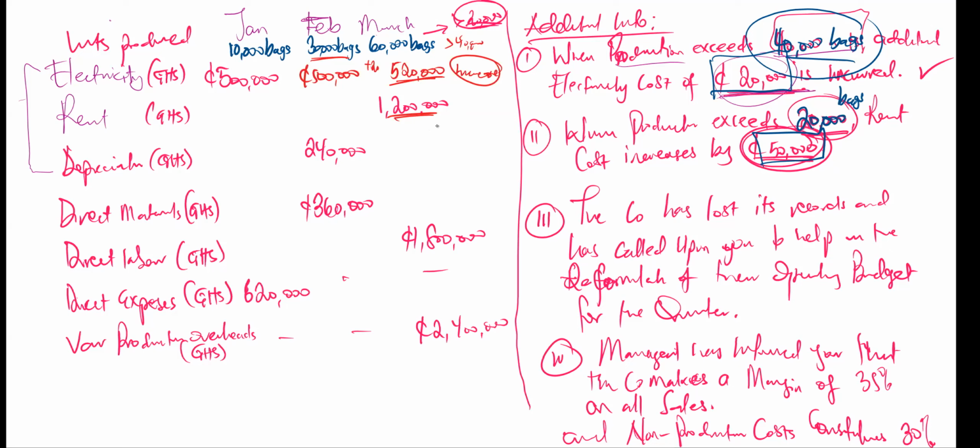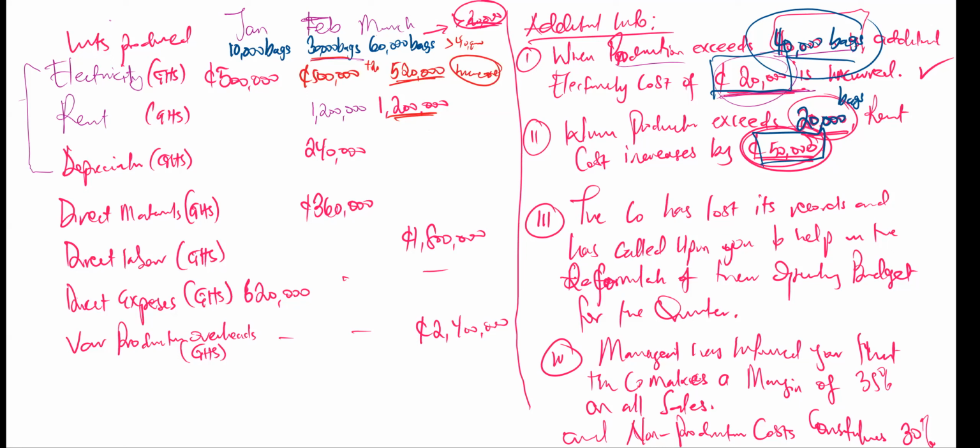If you exceed 20,000 bags, you incur an additional 50,000. 10,000 bags, has it exceeded? It hasn't. But this one, has it exceeded? Yes. Meaning once you exceed, that is the cost. So this will still be the same 1.2, because it has exceeded and it will be in that same range. But this one hasn't exceeded.